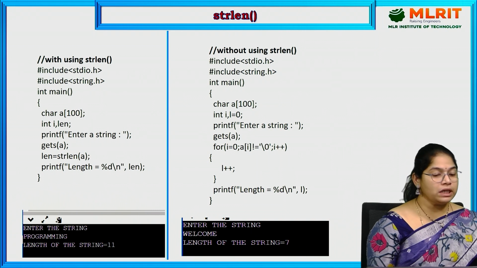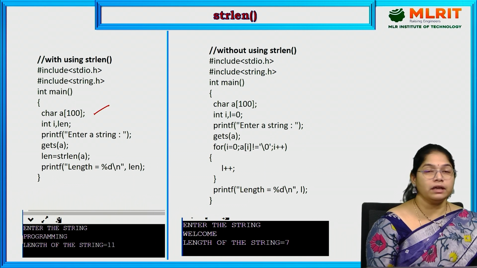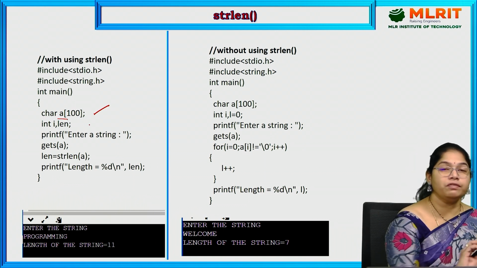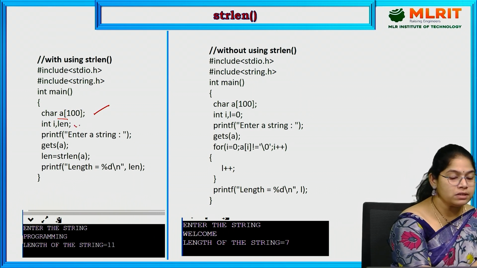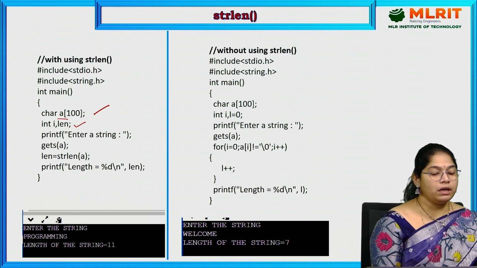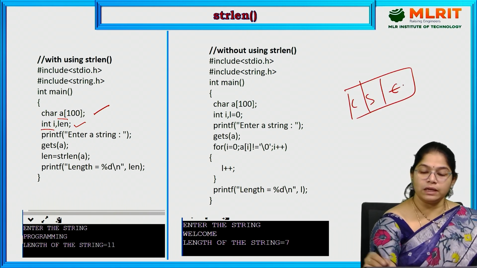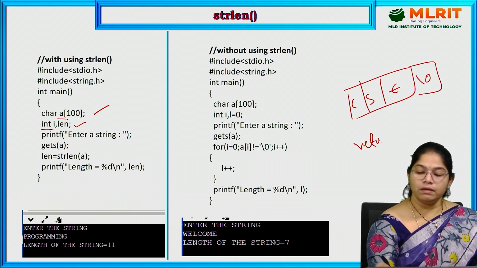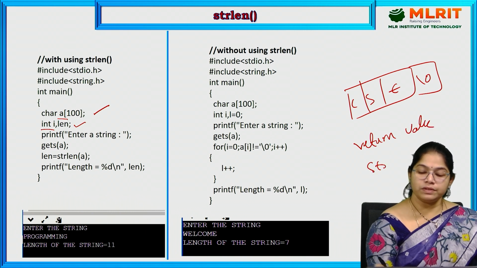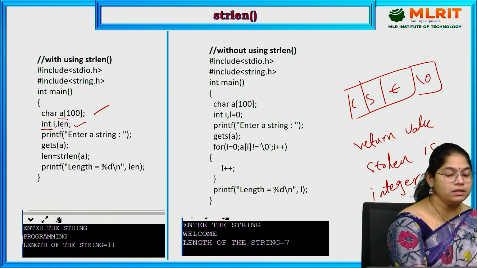Using strlen, I declared a string of type character, with the name a and size 100, which means it can store 100 characters. I consider one more variable called len, which is of integer type. If I want the count of CSE, the count is 1, 2, 3. The return value of string length is an integer, because the number of characters is of integer type.